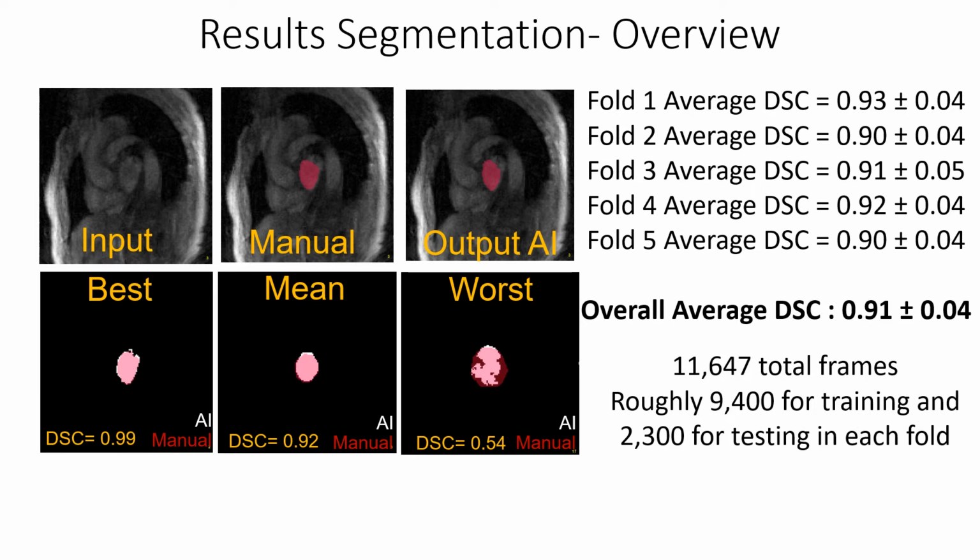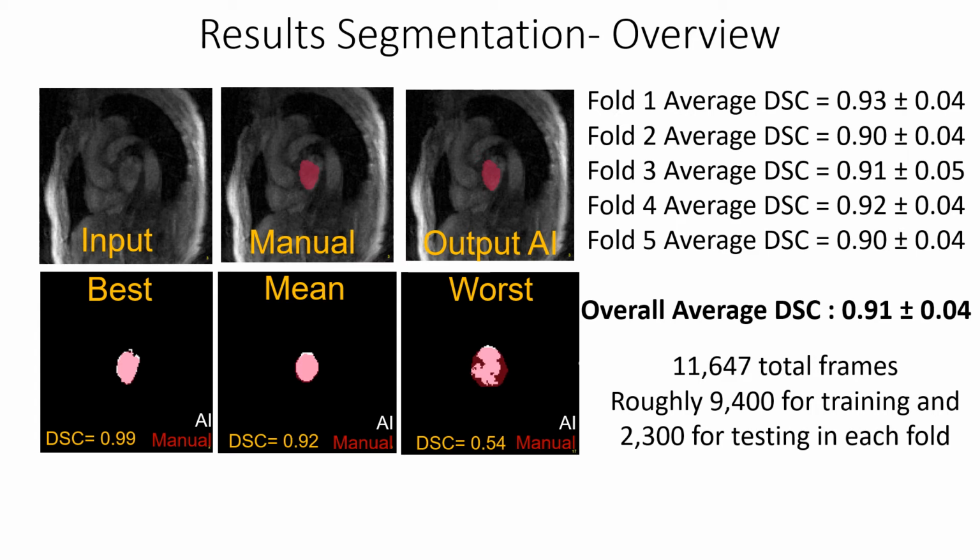Here is the overview of the results based on just 2D segmentation as assessed by the DICE score descriptor, where 0 is the lowest score indicating no agreement between segmentation and 1 is the highest indicating perfect segmentation. Here we can see the best, mean, and worst slices over all 5 testing set folds. Each fold had roughly 9,000 frames of data for training and a little over 2,000 frames for testing.